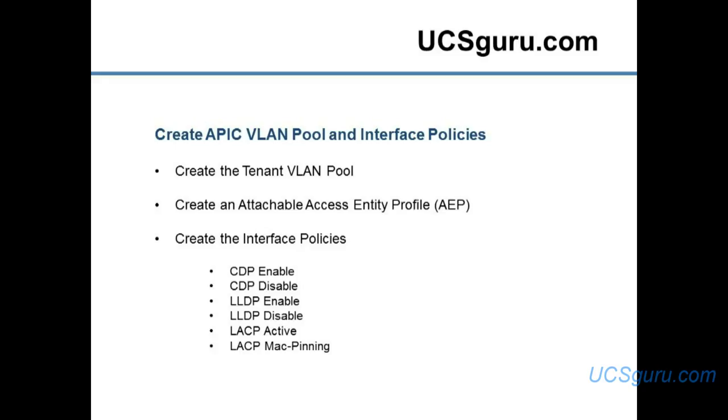Then the last thing we'll do in this little section is create the various interface policies for those connectivity requirements. So we'll be turning on CDP where we want it, turning it off where we don't, the same with LLDP, and the same with LACP. So for example, we want LACP between the fabric interconnect and the leaf switches, but we do not want it southbound from the fabric interconnect to the distributed virtual switch.